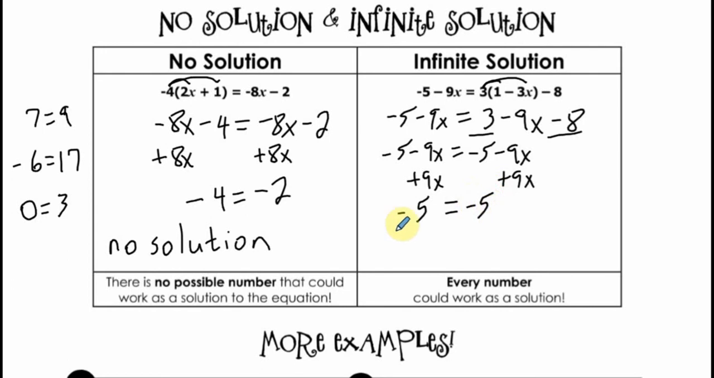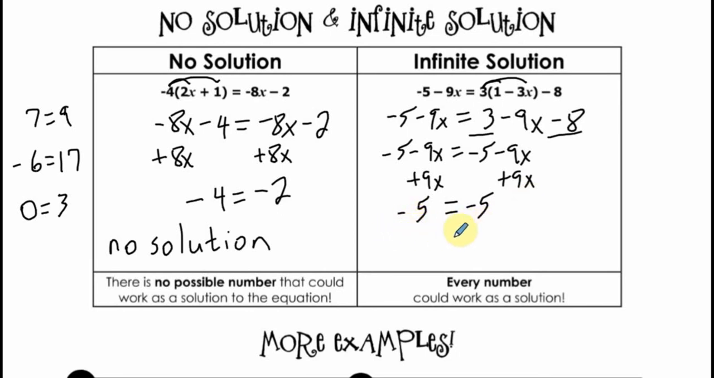All right, so notice, kind of like this one over here, there's no variable. So I know there's not one solution. Again, notice this one, there's no variable left. So I know I'm not going to have x equals some number or y equals some number. I'm not going to have one answer.